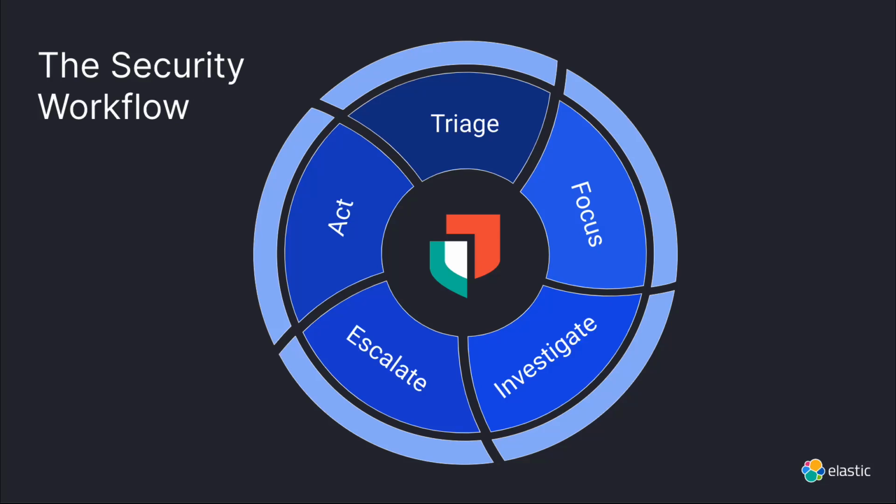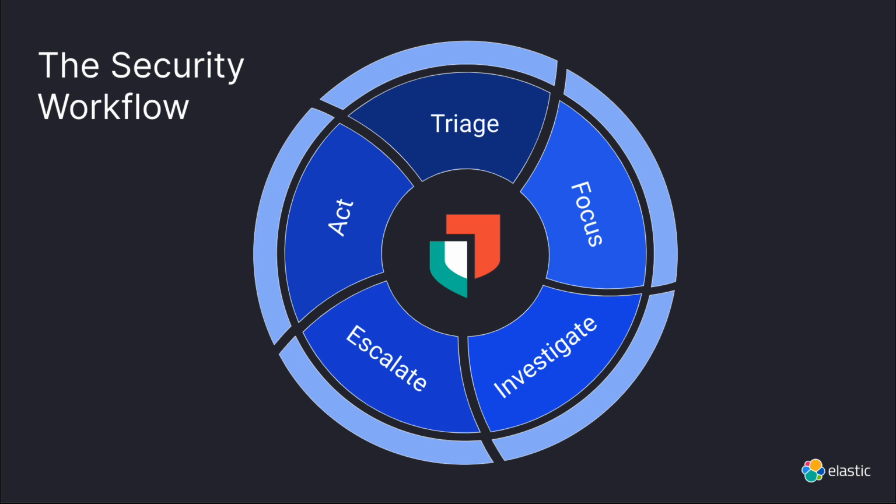This video will explain the high-level security analyst workflow that Elastic applies to the design of the Elastic Security or SIEM app in Kibana, as well as signpost where to go in the tool to perform those actions in the respective stages of the workflow. The stages are broken up into 5 main areas: triage, focus, investigate, escalate, and act.